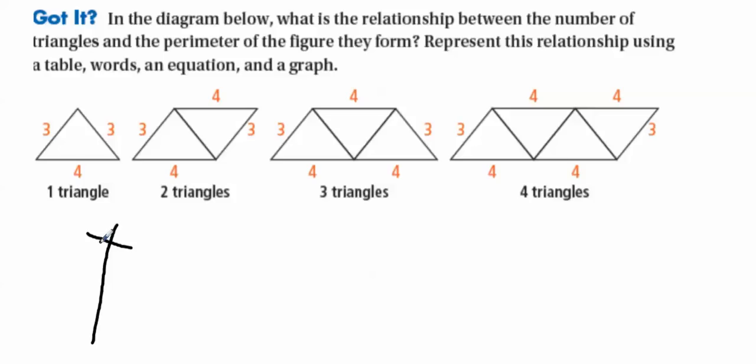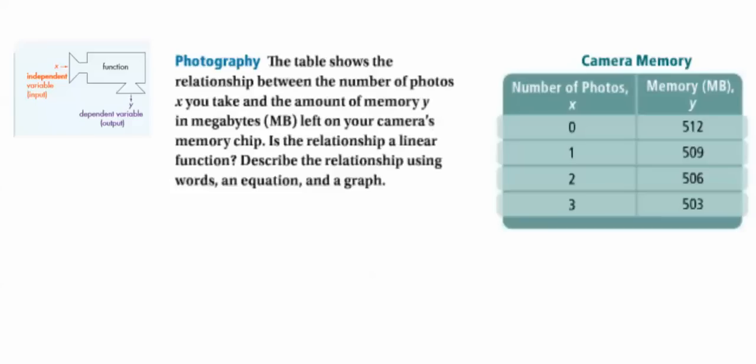So if you do it like this, you have one triangle. It looks like 3 plus 3 is 6, plus 4 more is 10, right? So there's your 10. And then two triangles: 3 plus 3 plus 4 plus 4, so 6 plus 8. And then you have 6 plus 12, and then 6 plus 4, 4, 4, and 4, so 6 plus 16. And think about all the constant things that happen there.